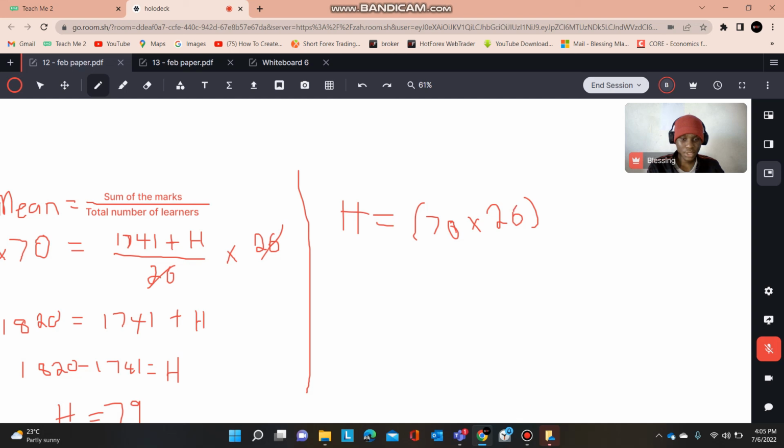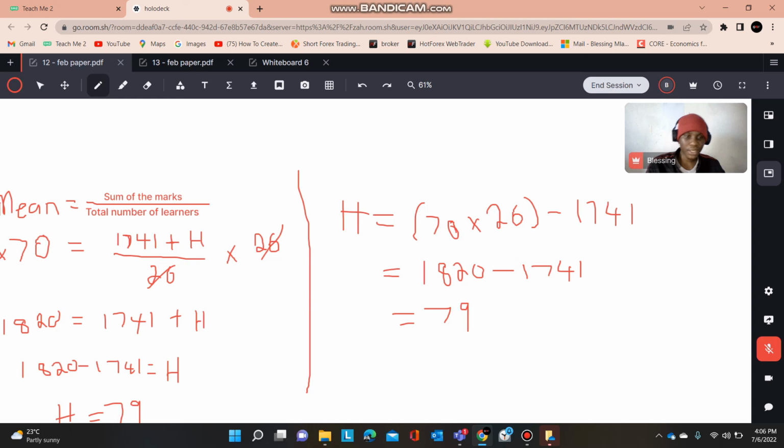And then minus, go add all the marks except H, because you don't have H. Subtract it from this value you get here, and you remember when you added all those values, you got 1741. And you'll see that the answer here for saying 70 times 26, you'll get 1820. And when you minus 1741, you get your value of 79.